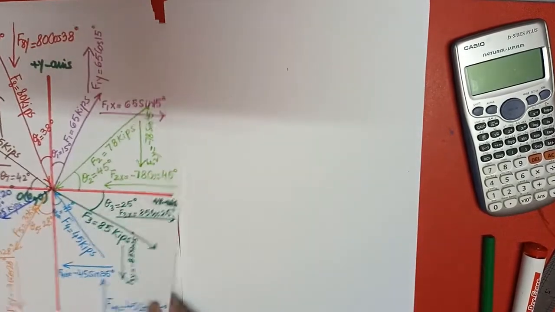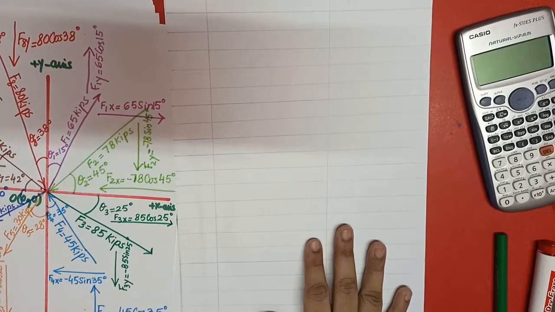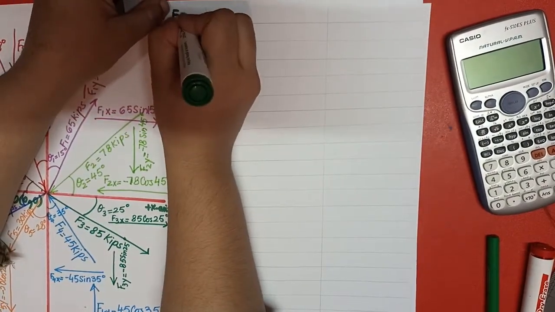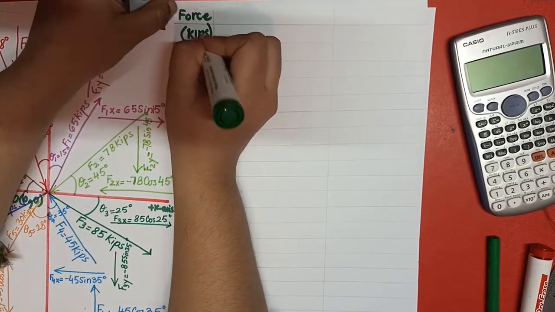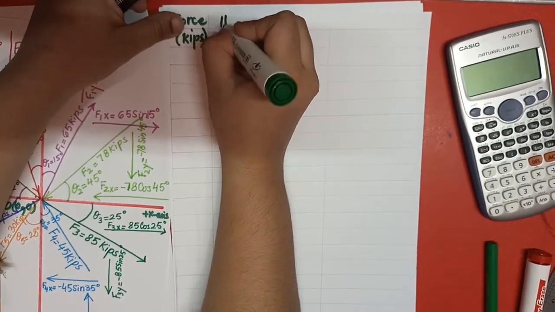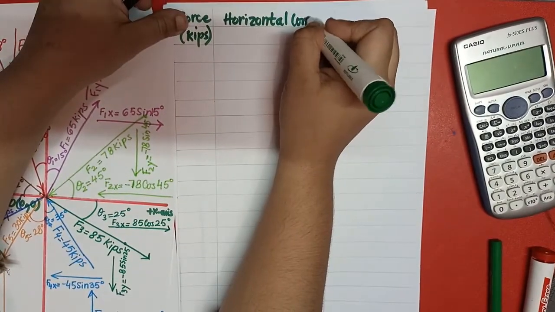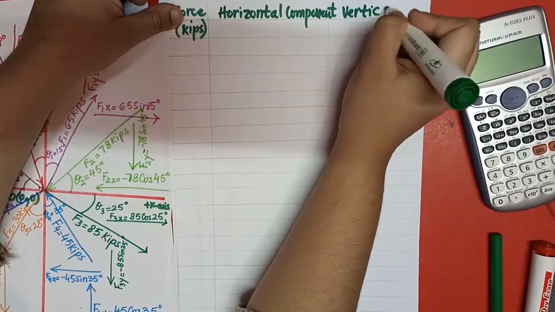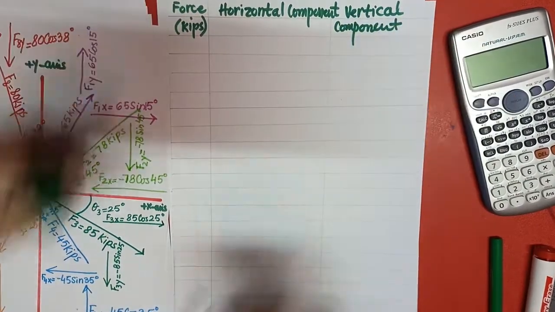Now what do I have to do next? I have to write down all the forces in a column. How? For example, this is the force and its unit is kips. The abbreviation kips is kilopounds. So the horizontal component, and the vertical component, and both in kips.